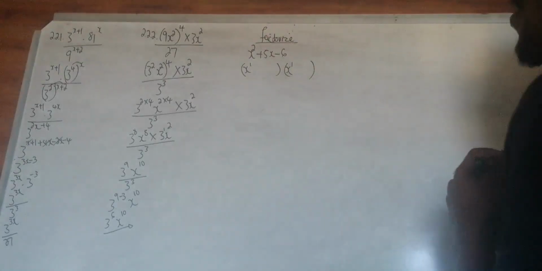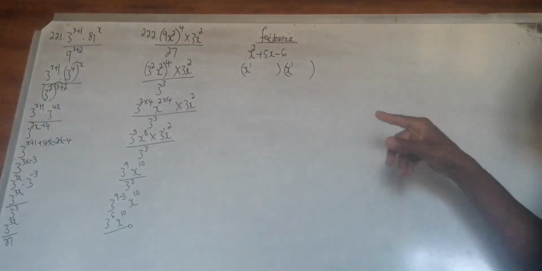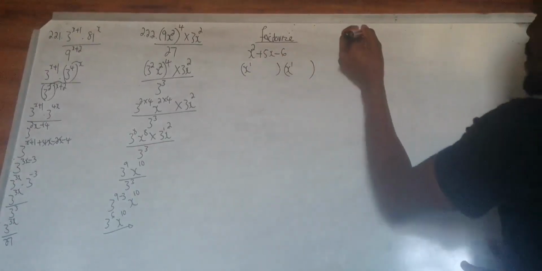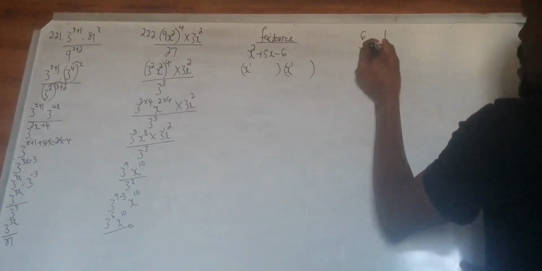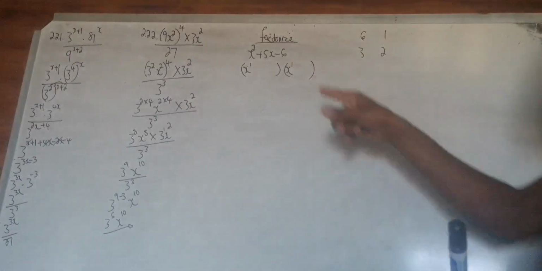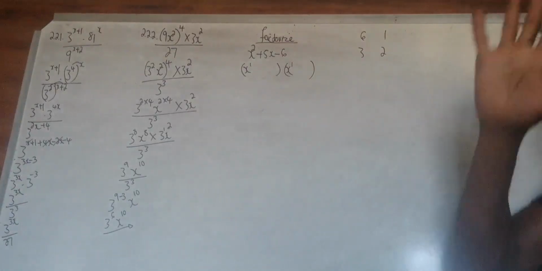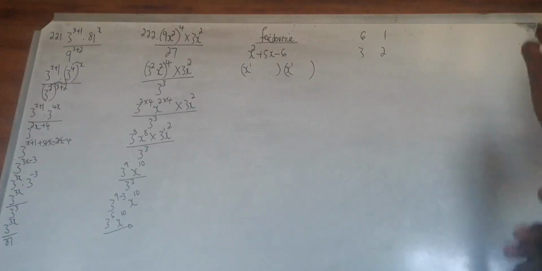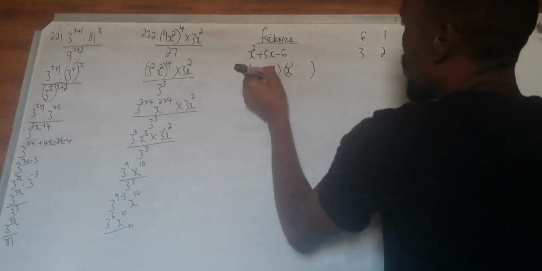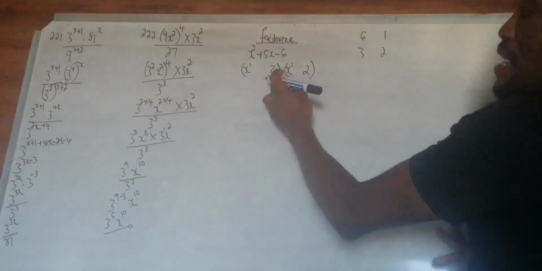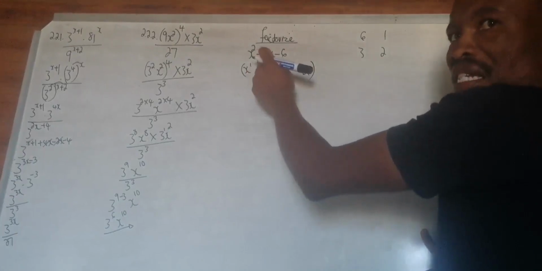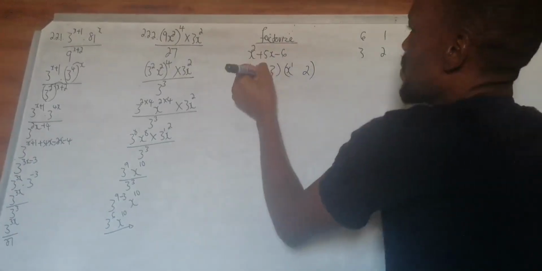The factors of 6 are 6 and 1, or 3 and 2. Because 6 minus 1 is 5, and 3 plus 2 is 5. But the question now is, which one is correct? It is 3 and 2. The bigger number takes the sign of the middle term. The middle term's sign is positive.